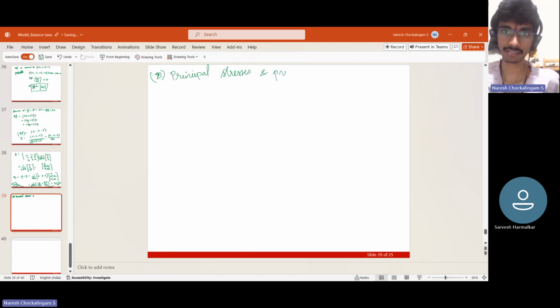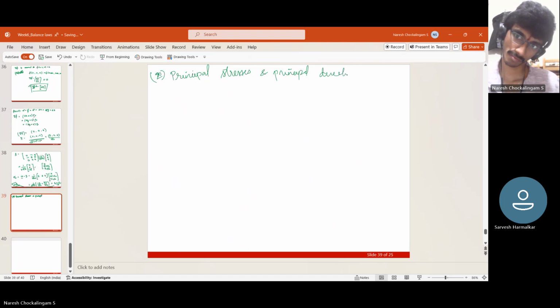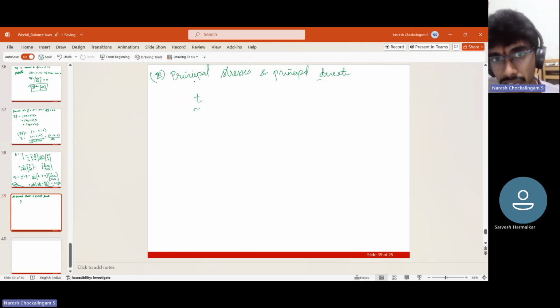And principal directions. So what is the principal stress plane? There exists a given plane on which the traction is just proportional to the normal, right? So the traction is just normal. There are no shear stresses.